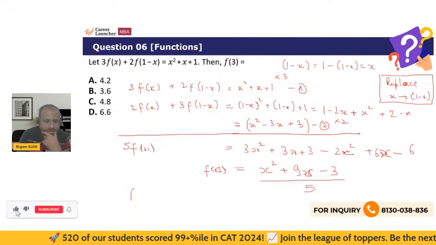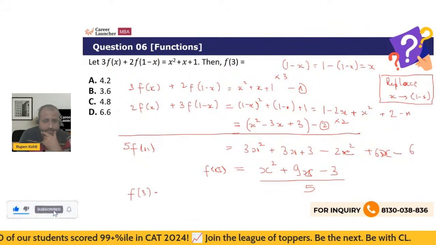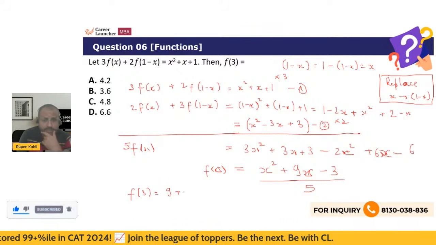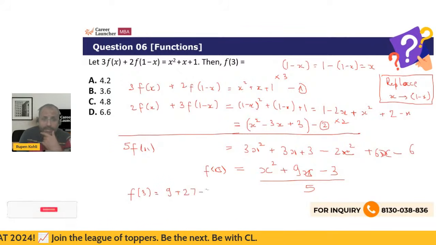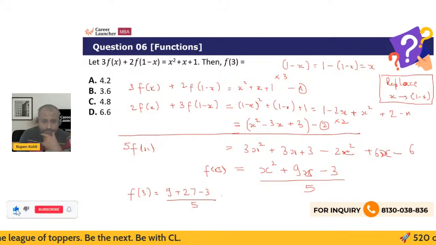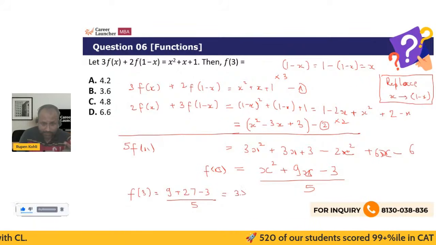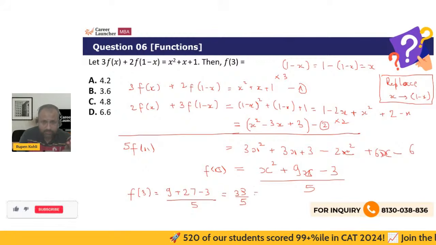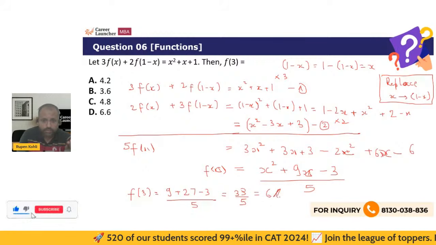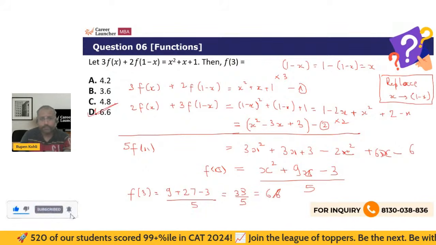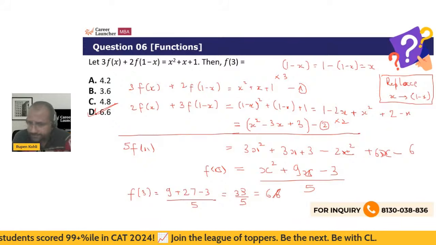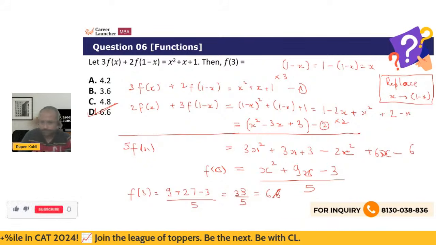So that's your answer. F of 3 is therefore 3 squared 9 plus 9 into 3, 27, minus 3, upon 5. So this is 27 plus 6, 33 by 5, which is 6.6, right? So 6.6, there goes your answer to this. All right, perfect. Thank you.